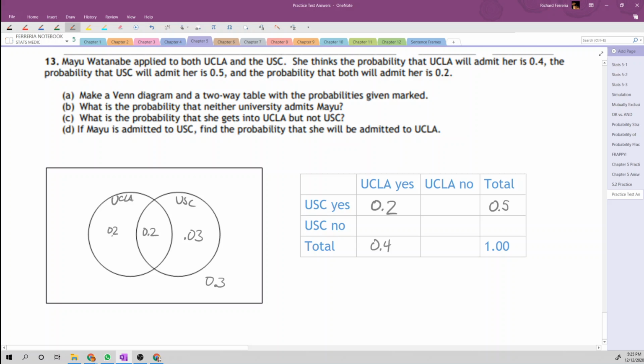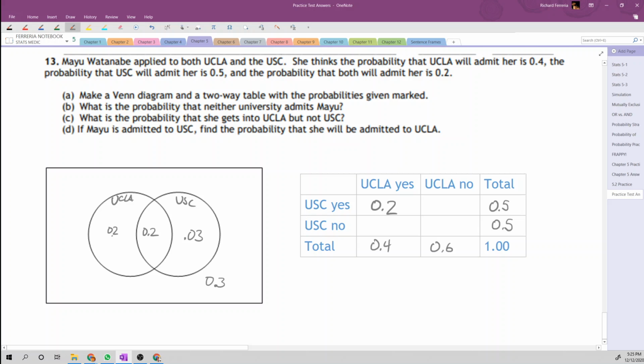Now, using some subtraction rules, we can see that this has to be 0.6 if we want to add up to 100%. And if this is 0.5 here, that's also got to be 0.5 if we're going to add up to 100%. So we've already found the probability that UCLA will not admit her and the probability that USC won't admit her. Now with this 0.2 here, we should be able to use subtraction to figure out the rest of the numbers in this table.